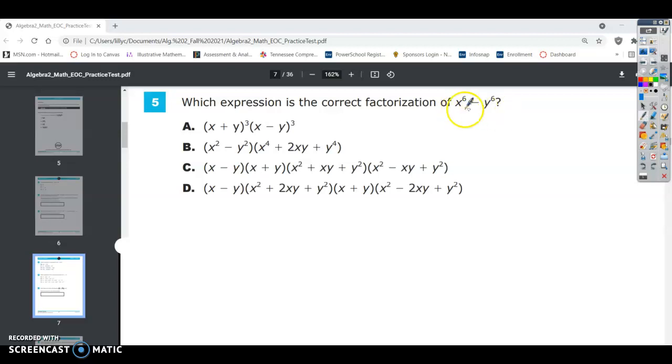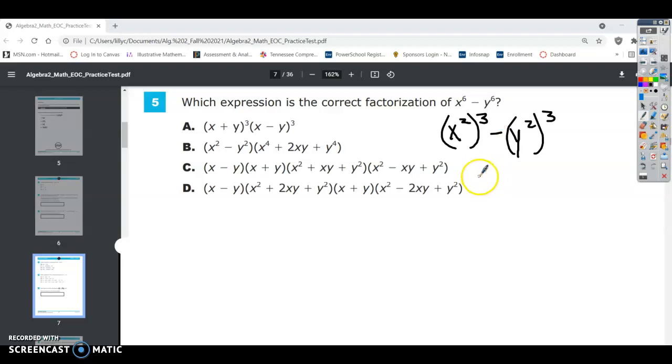So if we take this expression and we rewrite it as x squared to the third, remember properties of exponents, a power to a power you multiply, so 2 times 3 is 6. So we just rewrote that expression. And then we do the same thing with the y. So we're going to have y squared to the third. All right, so that means that we have a cube minus a cube. So if we have a perfect cube minus a perfect cube, then we can use the difference of cubes formula.